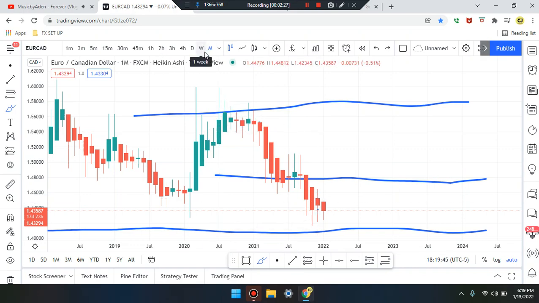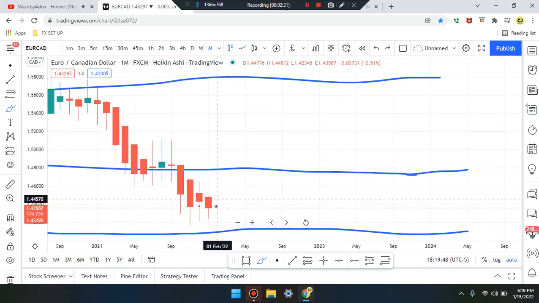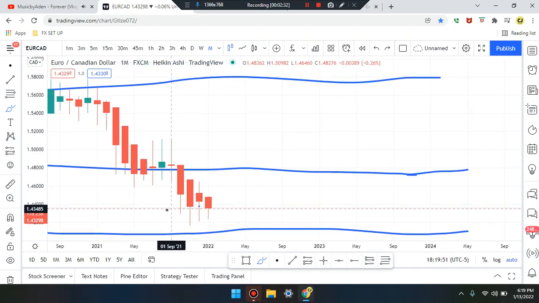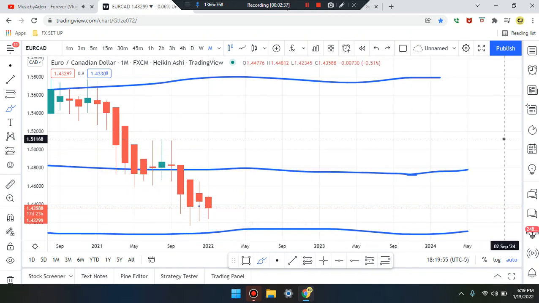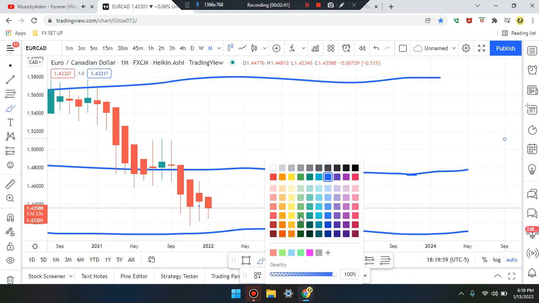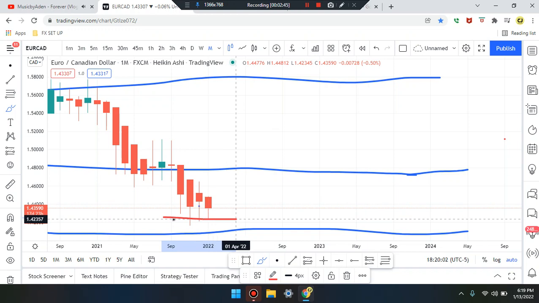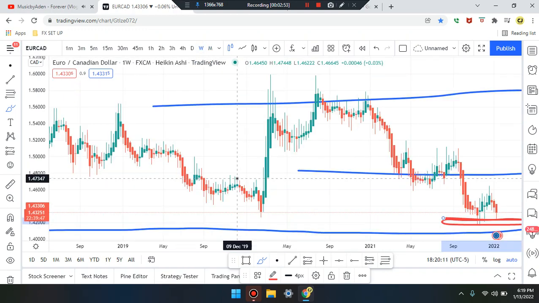Let's walk down a time frame, head down to the weekly time frame, taking price action. Creating an area of support. I'm going to change this color. I'm going to create an area of support at the bottom of price. So we're looking to see if price is going to break out of this area as we work down. Head down to the weekly time frame.